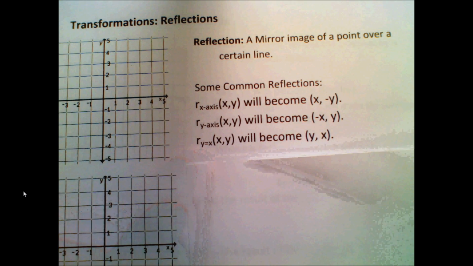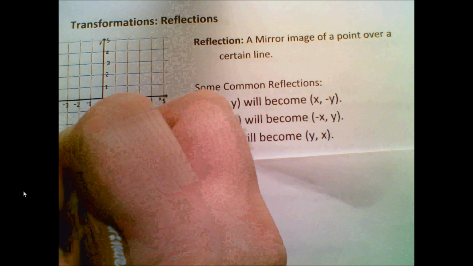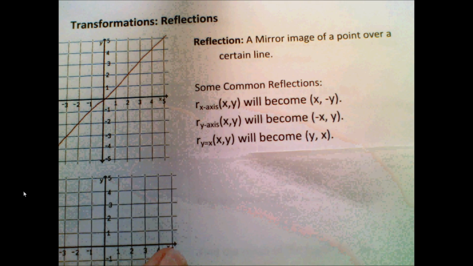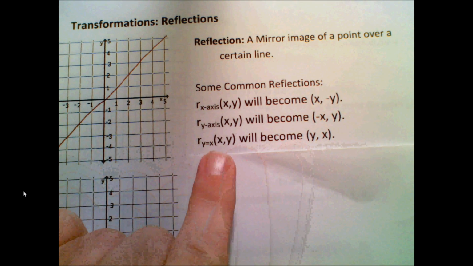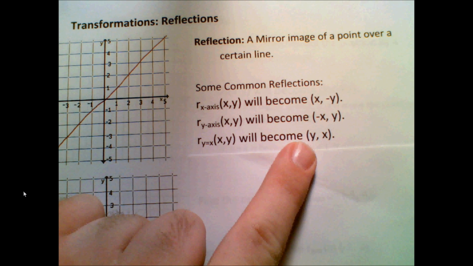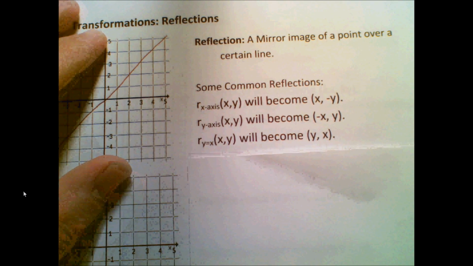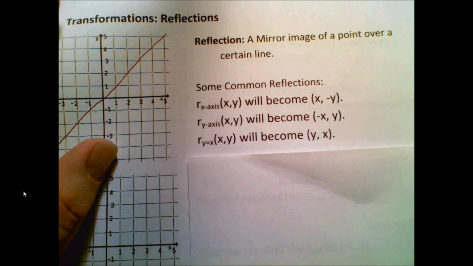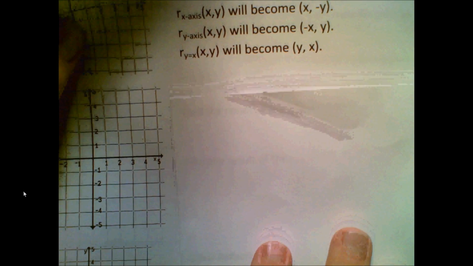Now, one time they also mentioned the reflection over the line y equals x. Remember, the line y equals x is the line that goes diagonally across. It's a little bit more confusing, but basically what you're going to do is take (x, y) and flip them around, so it's going to become (y, x). Now, there are other reflections. We're going to talk about those in an example, but let's first look at this one.